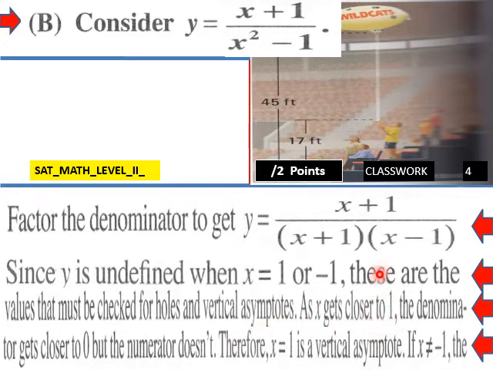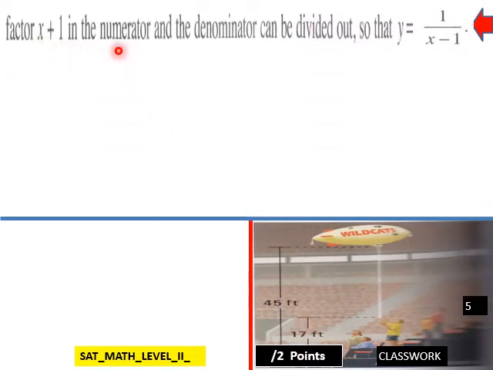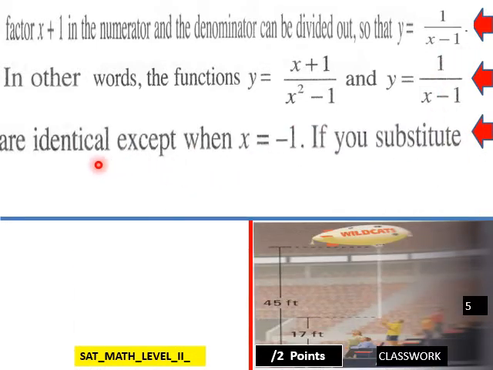So as x gets closer to 1, say up there, the denominator gets closer to 0, but the numerator doesn't. Again, kind of like the one before. Therefore, x equals 1 would be a vertical asymptote. If x does not equal negative 1, the factor x plus 1 in the numerator and the denominator can be divided out so that y equals 1 over x minus 1. In other words, the functions y equals (x plus 1) over (x squared minus 1) and y equals 1 over (x minus 1) are identical except when x equals negative 1.